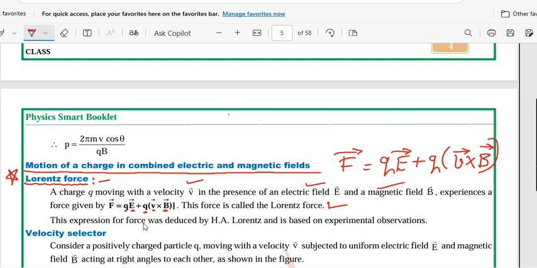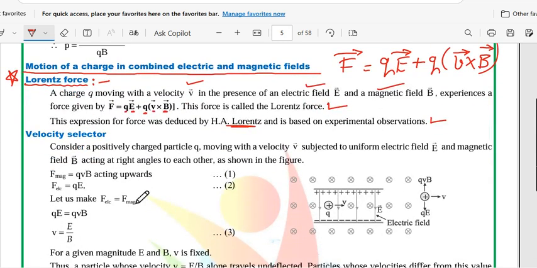So this expression for force was deduced by H.A. Lorentz, and it is based on experimental observation. They made some kind of experiment, so that's why they gave the expression for Lorentz force. So the force is on a charge Q moving with a velocity v bar in the presence of electric field E bar and a magnetic field B bar, and that is called the Lorentz force.